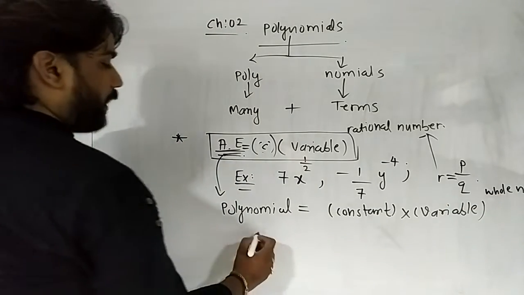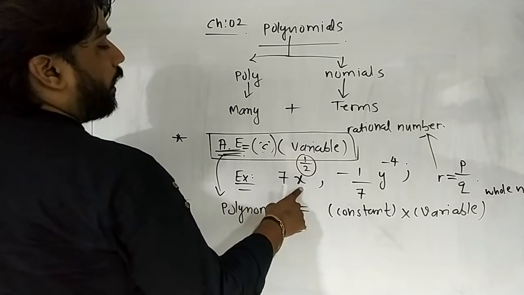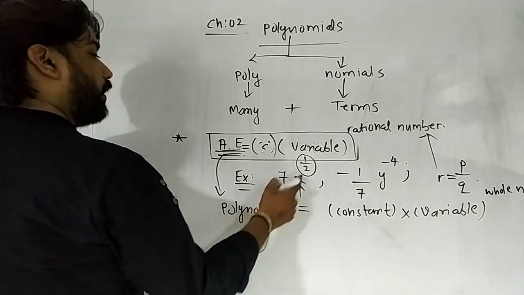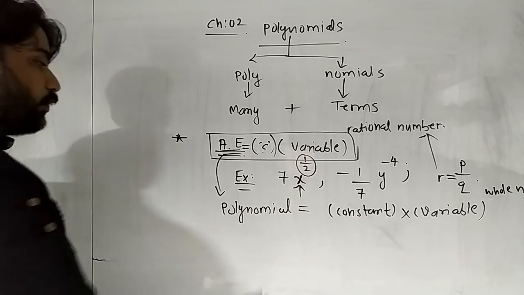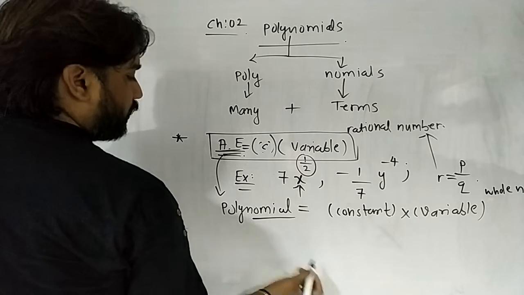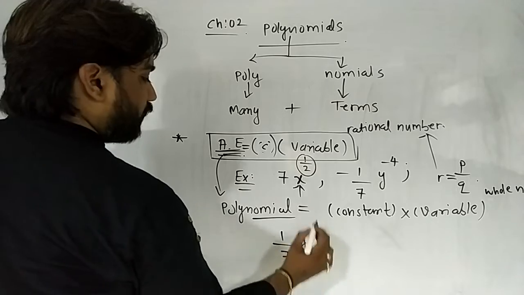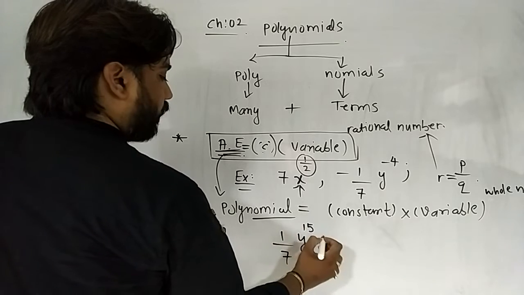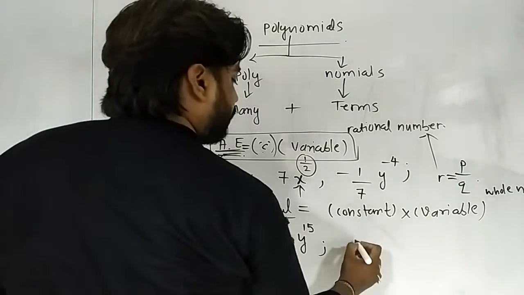It means, for example, that 7x raised to 1/2 है, ये algebraic expression होगा, but this is not a polynomial. Why? Because the power of variable is 1/2. I hope it is clear to everyone. So let me take some of the examples. Constant into variable. So say constant is any number, say 1/7. Constant into variable, say y is one of the variables, and the power of variable must be whole number. Suppose say 15. So this is one polynomial.